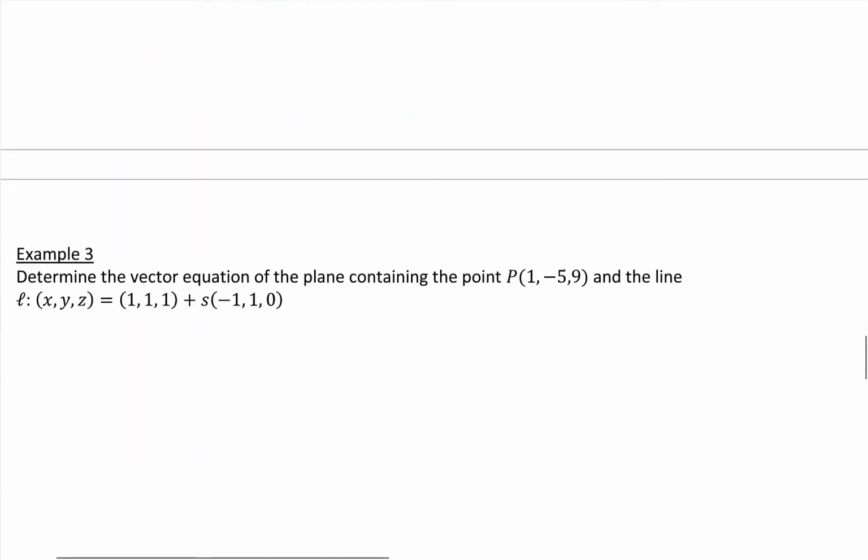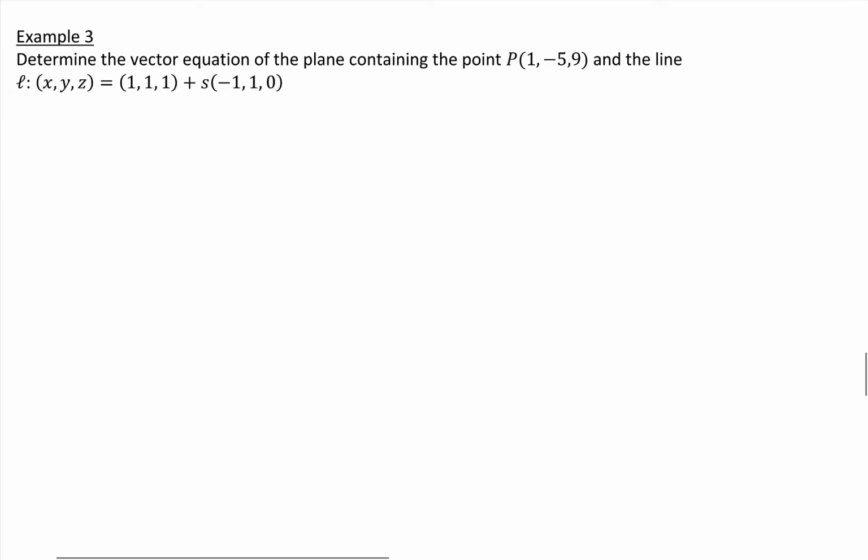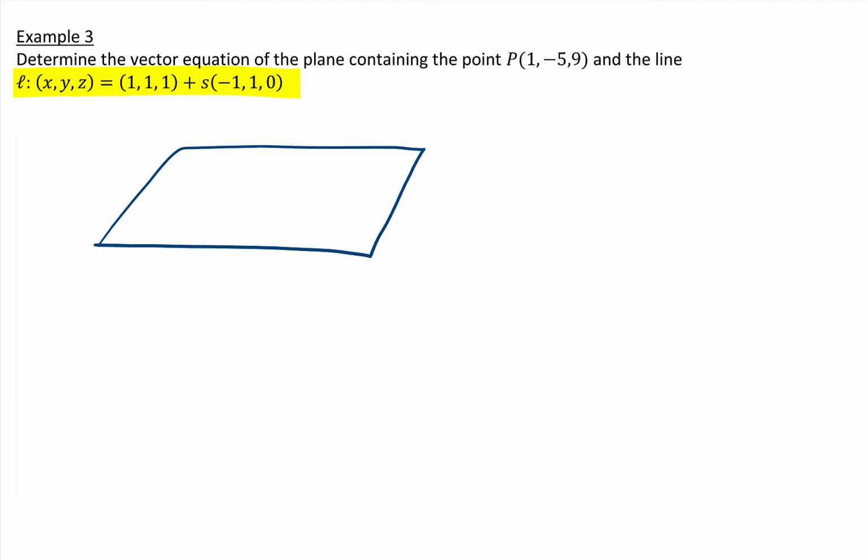And our last example. Example 3. Determine the vector equation of the plane containing the point 1, -5, and 9, and contains the following line. So a good idea is to try to visualize what we have here. Plane contains the following point P, but then it also contains this line.